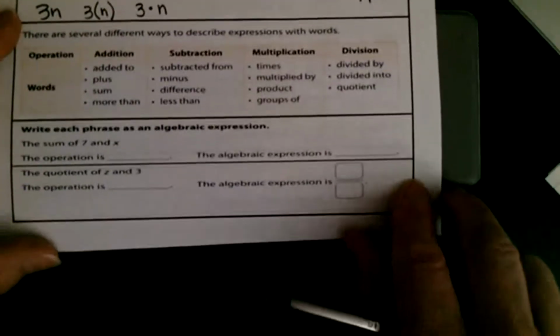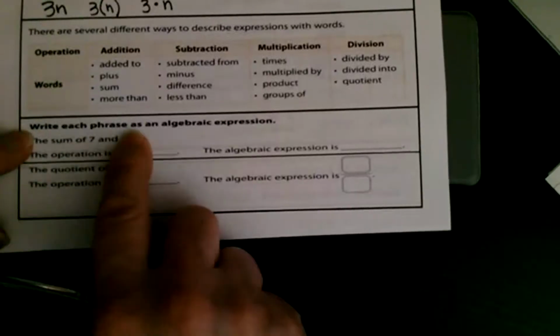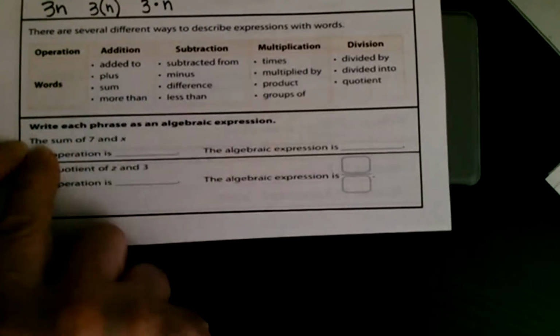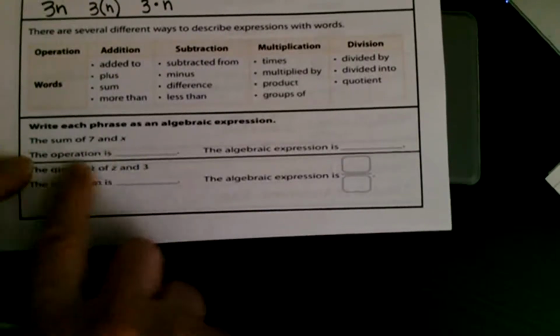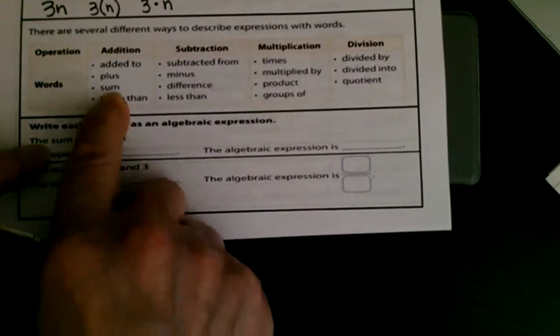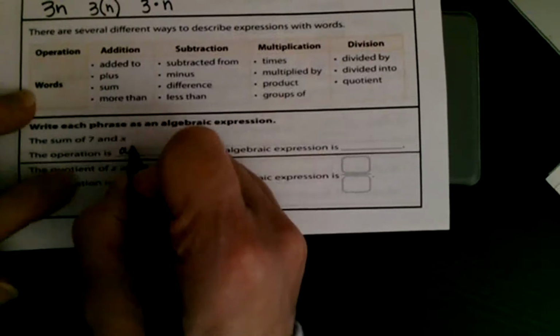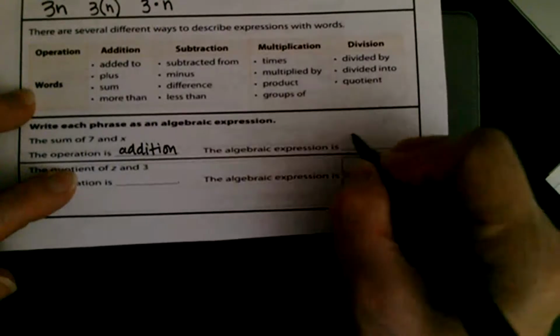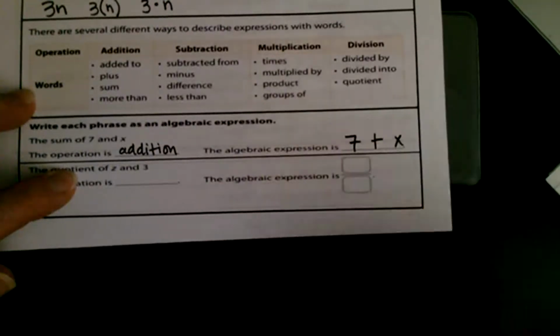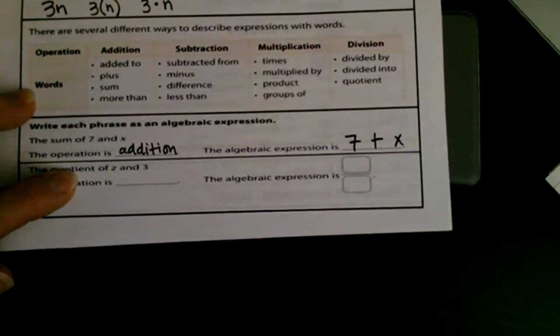So here are a couple examples. Down here below, it says, write each phrase as an algebraic expression. The first phrase is the sum of 7 and x. So the first thing you want to do is figure out what is the operation. You see the word sum there, and you see the word sum there under addition. So the operation is addition, right? And so the algebraic expression would be 7 plus x, okay? So what you're going to be doing in your practice is taking the words and writing an algebraic expression from the words.